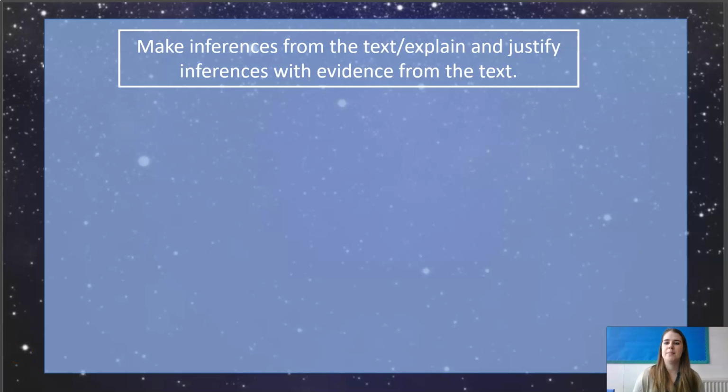Let's have a recap on what inference is. When we make inferences from the text, we explain or justify inferences using the evidence. So when we infer something, we almost have to read between the lines. We have to form our own opinion based on the evidence in front of us.